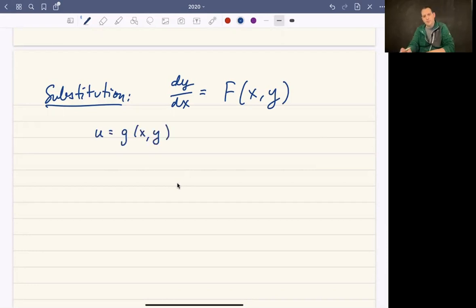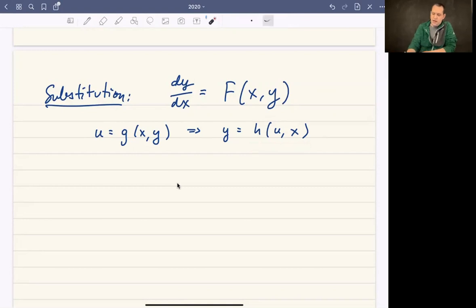Then we're going to assume that from this substitution we can solve for y. If we solve for y, we would end up with y is h of u and x. So going back to the previous example, we had u was x plus y plus 3. That's our g of x, y, which is x plus y plus 3. Then you could solve that equation for y and get something else that's a function of u and x. That's what we're calling h.